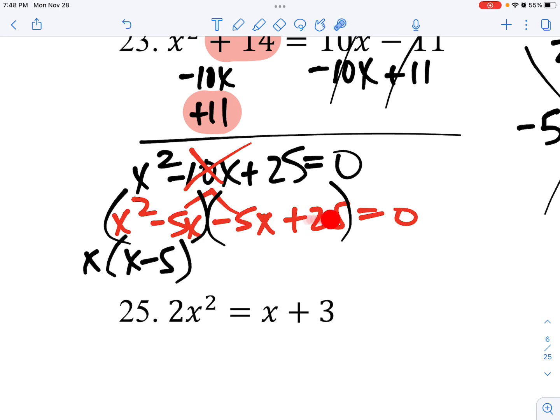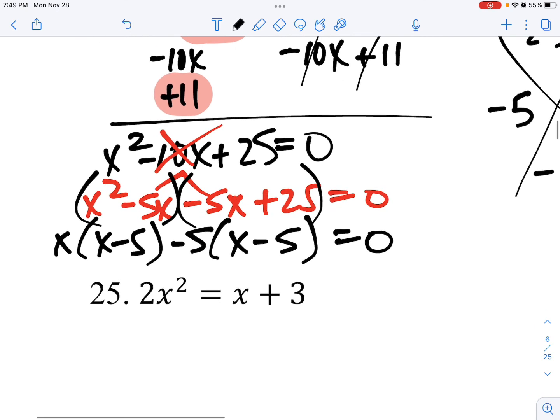The GCF in this second group, it starts with a negative, so I'm going to take out the negative. And I believe I can divide 5 and 25 both by 5. So I'm going to write minus 5. That means I have x. Because of this minus, this sign switches. And yeah, remember they're supposed to match. 25 divided by 5 is 5.